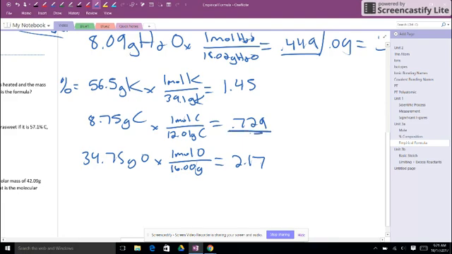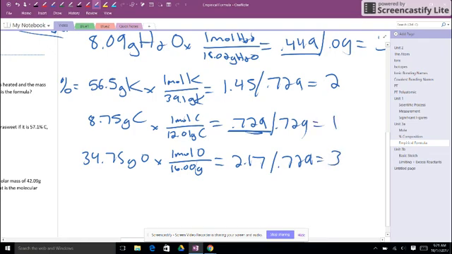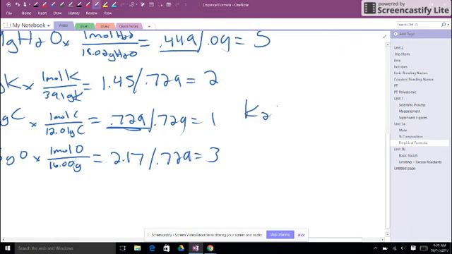So looking at these three, 0.729 is the least, so let's divide everything by 0.729. This is going to be about 2, this is going to be about 1, this is going to be about 3. So it looks like our compound is going to be K2CO3, and the name of this, going back to the question, what's the name of this compound? Potassium carbonate. So we have a potassium with this polyatomic ion.